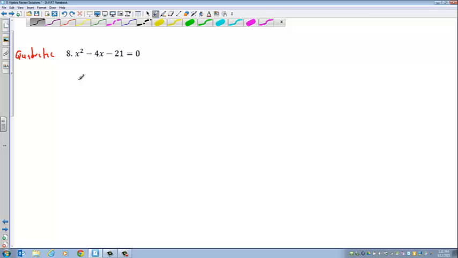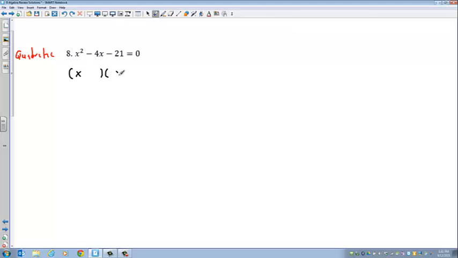Basically, there are 3 ways: you can factor, use the quadratic formula, or complete the square. And we'll talk a little bit about each of these in one of the lectures coming up. All right, so how do you factor? So it's x plus or minus something times x plus or minus something, and you have 0 on the right, so equals 0. And the somethings come from the 21.